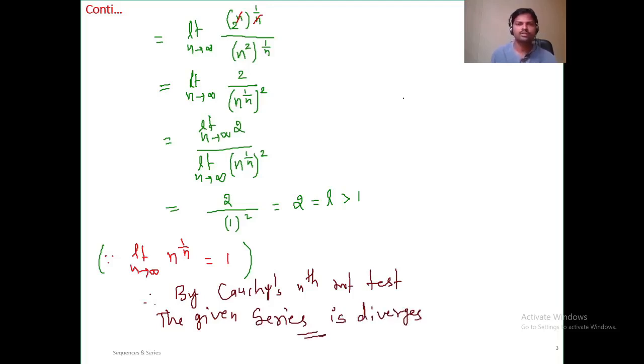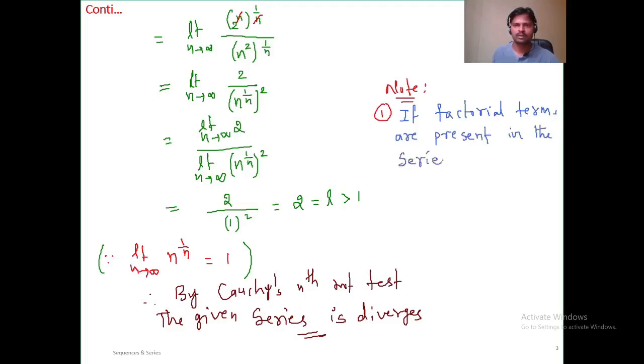Okay, so let me write two notes. Note number 1: if factorial terms are present in the series, then the ratio test is most suitable. Okay, the ratio test is most suitable, right?